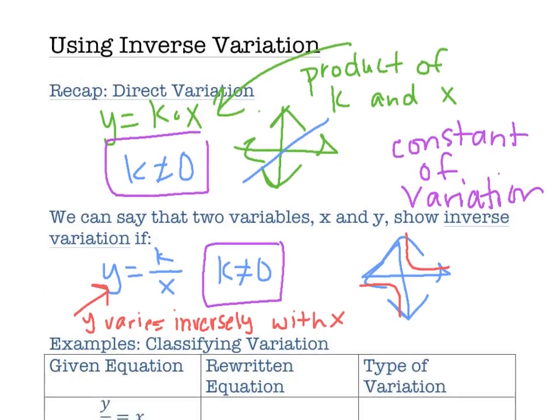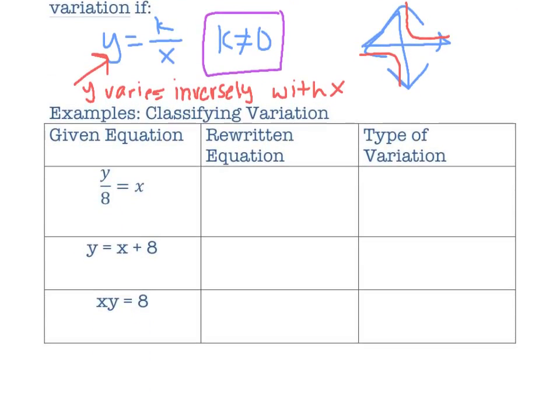In this next example, we will classify different kinds of variation. So we have three equations: y divided by 8 equals x, y equals x plus 8, and x times y equals 8. So the first thing we need to do is rewrite that in the form starting with y equals. So this first example would be y equals 8 times x. 8 would be that constant of variation k, and so this is a type of direct variation.